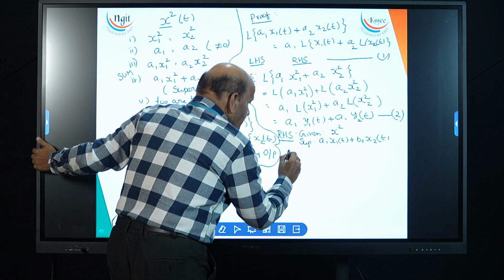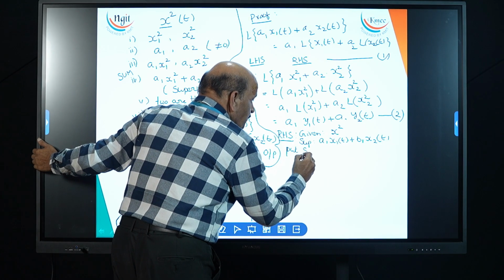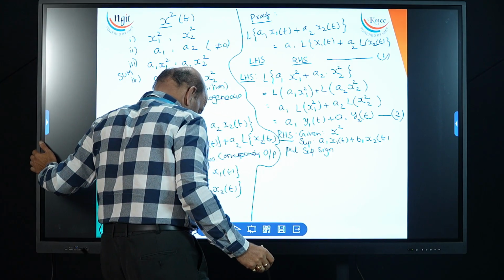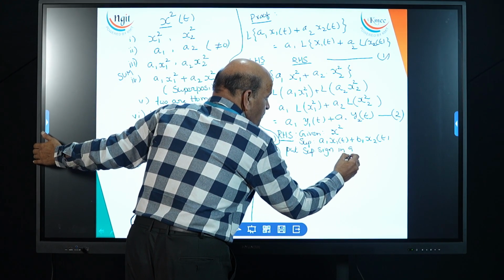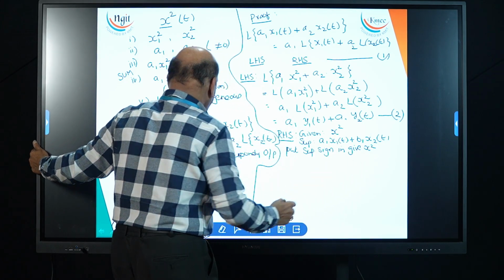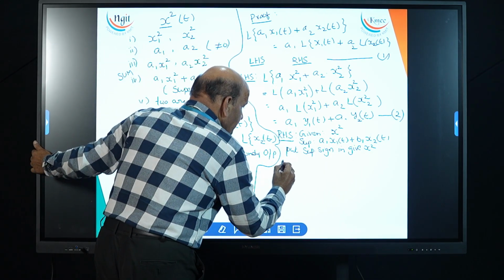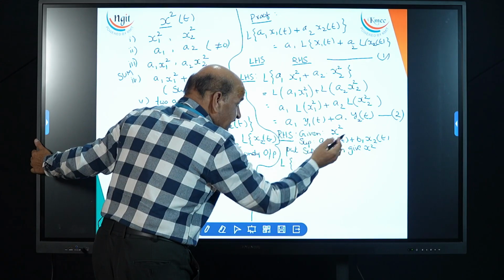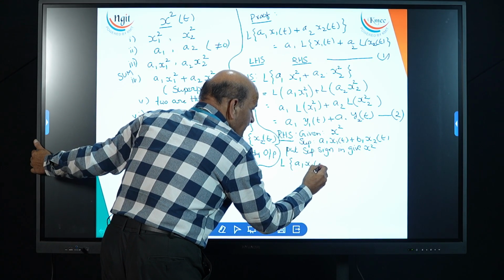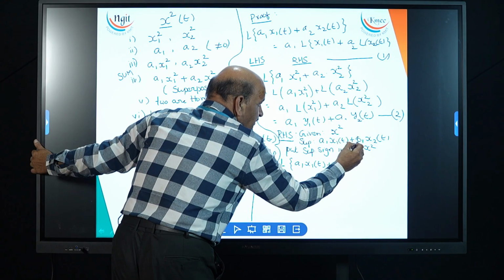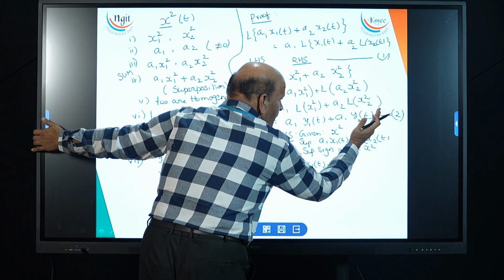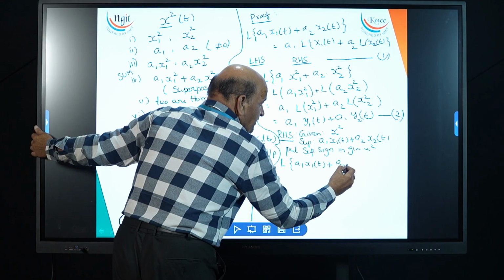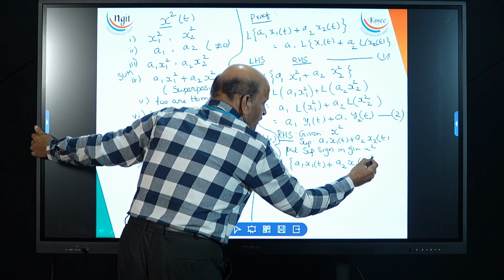Put the superposition signal in the given signal. That is called x square. Then what happens? That becomes L of whatever signal you put, the output is its square. That means A1 x1 of t plus, not B2, this is A2. Now A1 x1 of t plus A2 x2 of t, whole square.